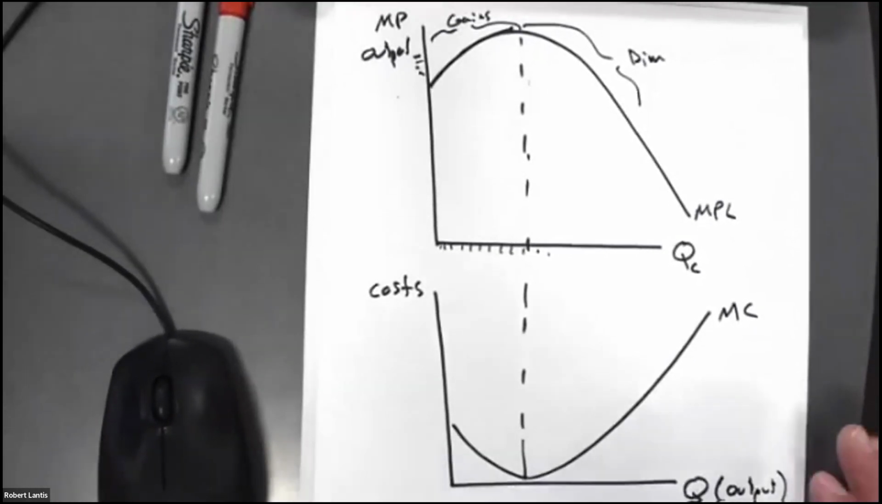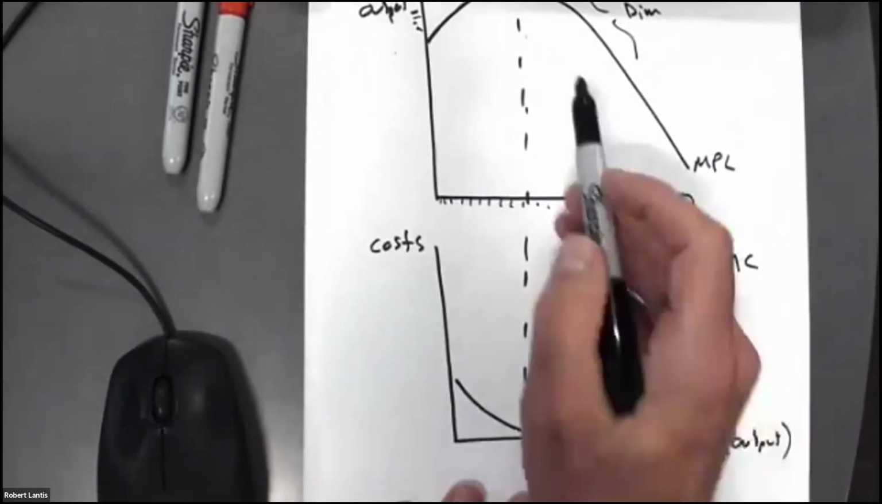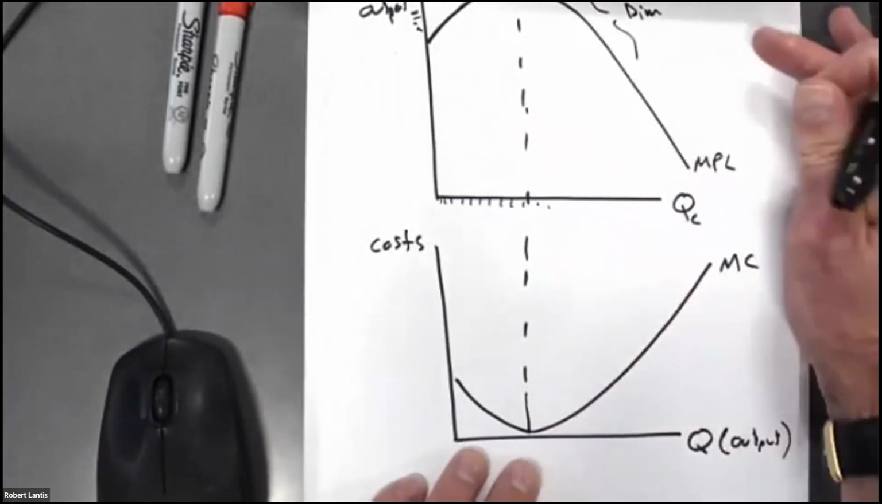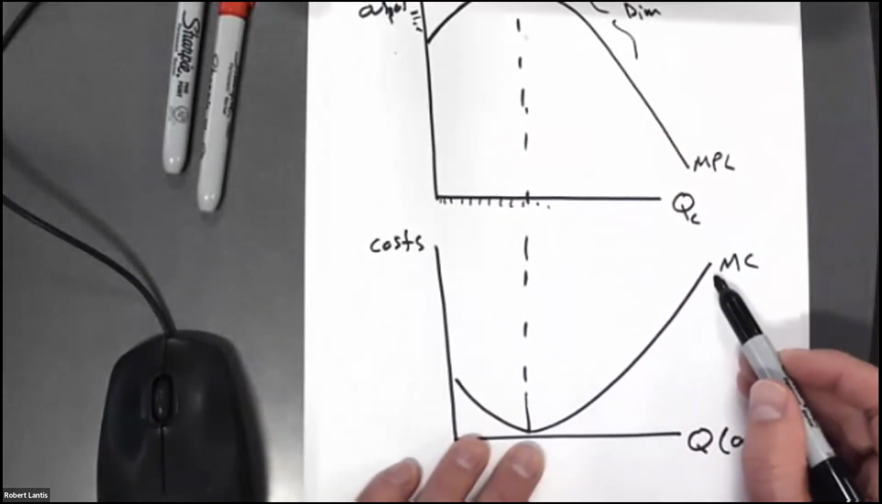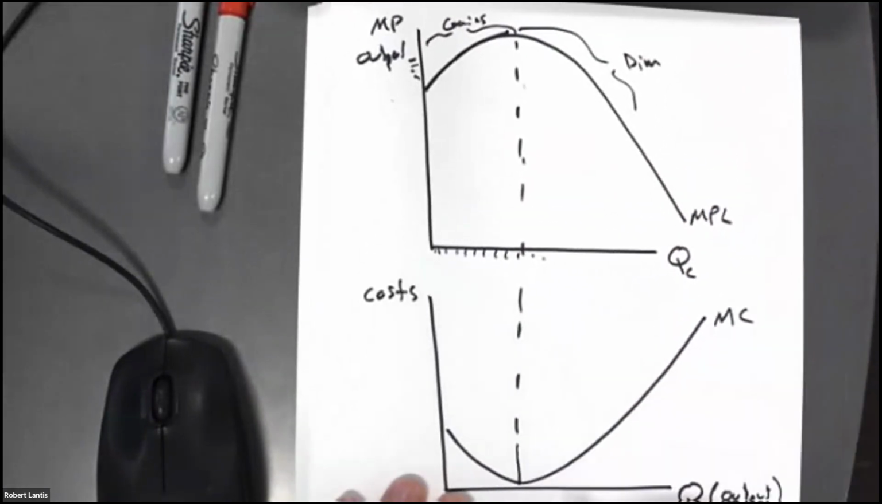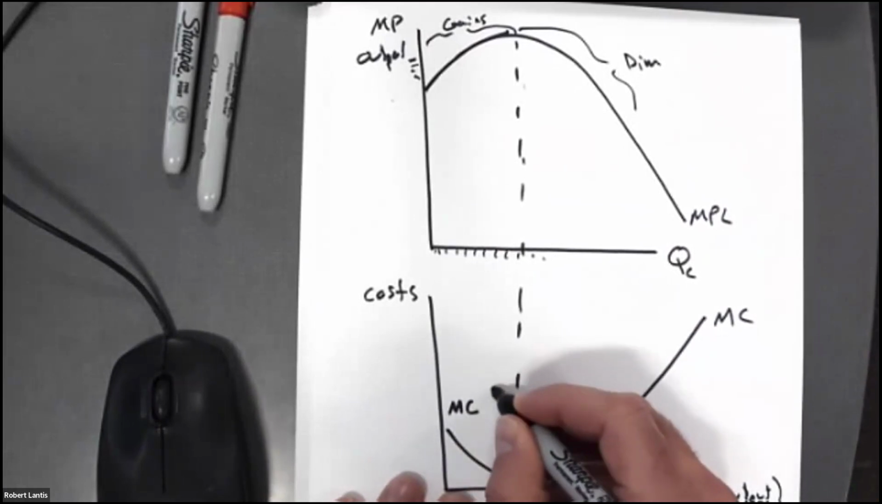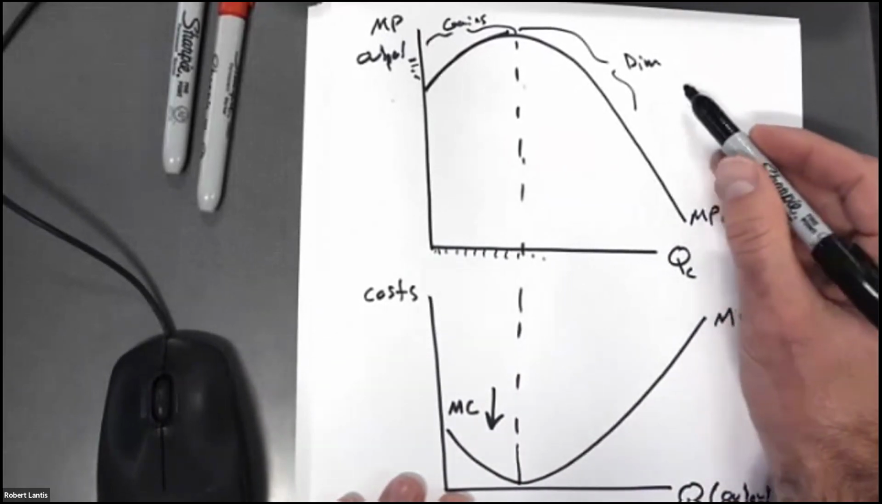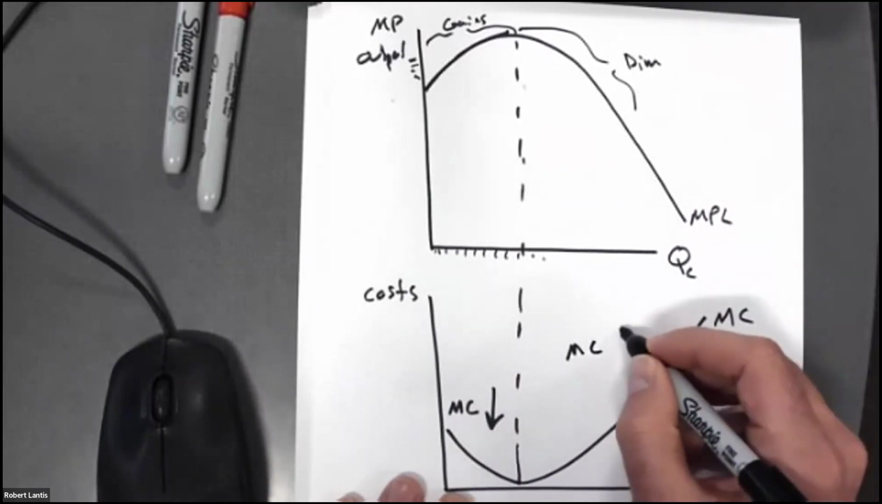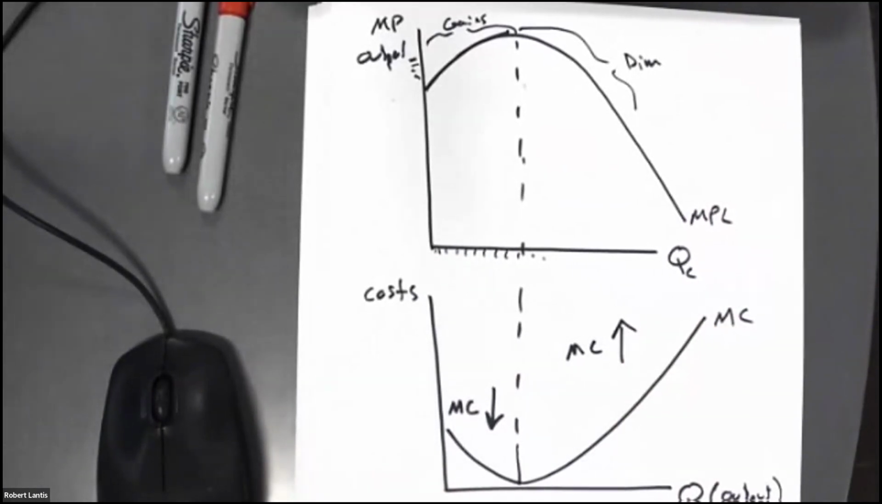All right. So for each worker now that I'm adding here, the additional output I'm getting per dollar I'm spending is now going down. So whenever I have gains from specialization, my marginal costs are decreasing. Whenever diminishing returns to labor takes over, now my marginal costs will be increasing.